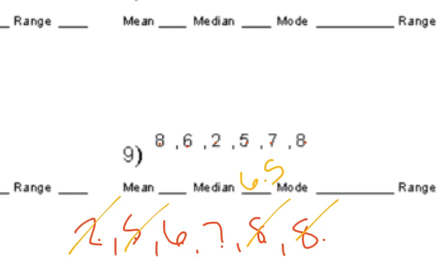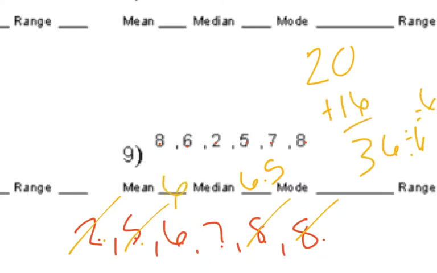Hey diddle diddle, the median's the middle. You add and divide for the mean. 2 plus 5 is 7. 7 plus 6 is 13. 13 plus 7 is 20. 20 plus 8 plus 8 would be 16, which would be 36. There's 6 numbers, so you're going to get 6 as your mean.